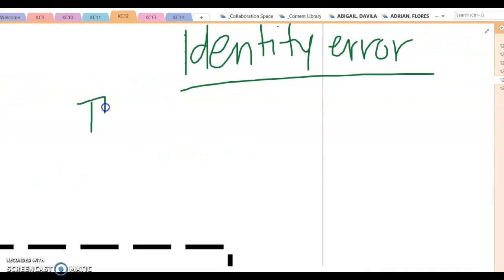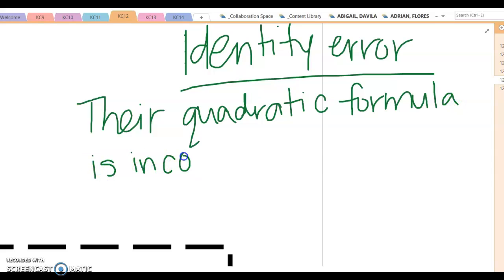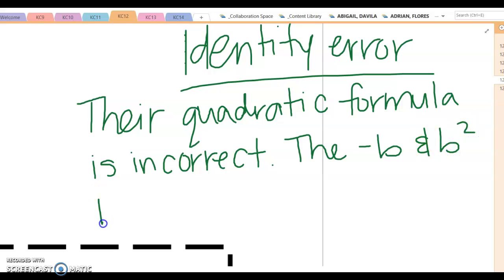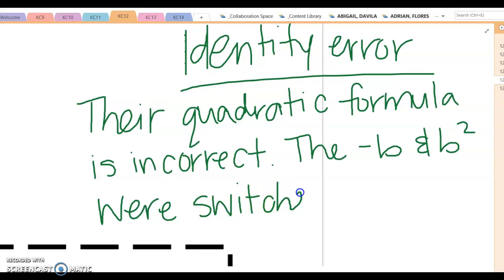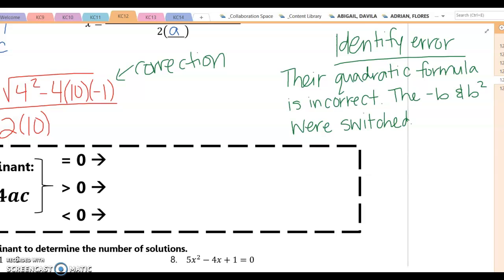So we'd say their quadratic formula is incorrect. The negative b and b squared were switched. Right, so it's important to make sure that your original quadratic formula is correct in doing all this. Otherwise, there's no way you're going to get the right answer if your whole formula is wrong.